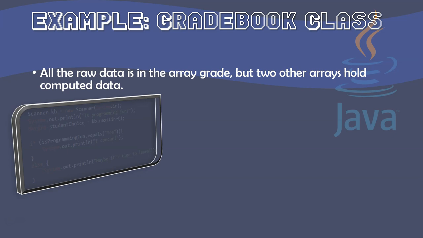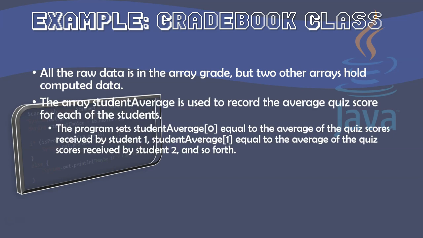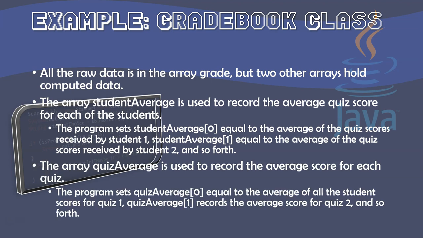Now, all the raw data is going to be stored into that array grade, but we also have two other arrays that hold the computed data. The array studentAverage is used to record the average quiz score for each of the students, and the program sets studentAverage[0] equal to the average of the quiz scores received by student 1. studentAverage[1] is equal to the average of the quiz scores received by student 2, and so on and so forth. Now, the array quizAverage is used to record the average score for each quiz.